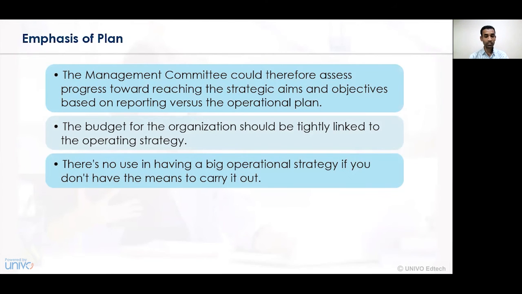No use of having a big operational strategy if you don't have the means to carry it out. So if you feel at any point that the operational plan that you have prepared is not feasible to be implemented, is not perfect, and needs to be aligned, then such a plan should not be accepted and it should not be implemented in the organization. Hence, if a big operational strategy is of a nature that it cannot be implemented or is not feasible to the organization, such a plan or project should not be accepted. It is necessary to see whether the operational plan that you have prepared is acceptable or not acceptable.